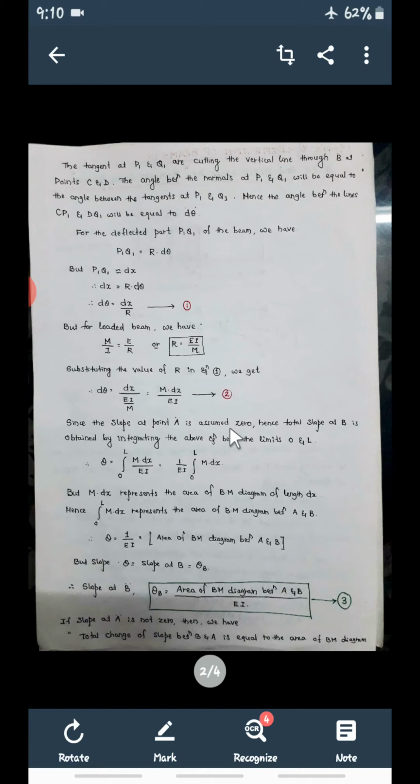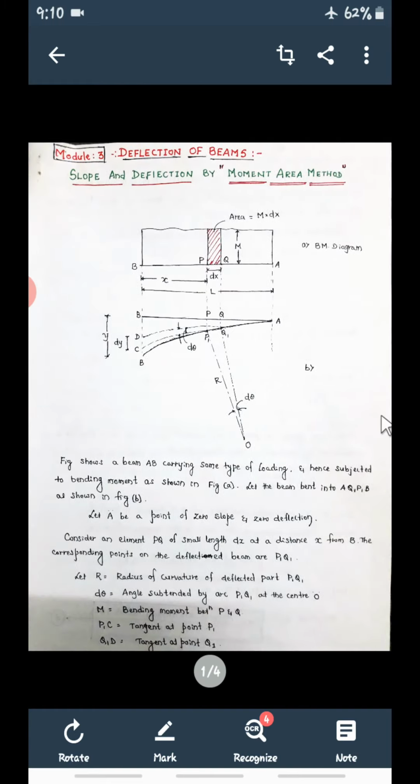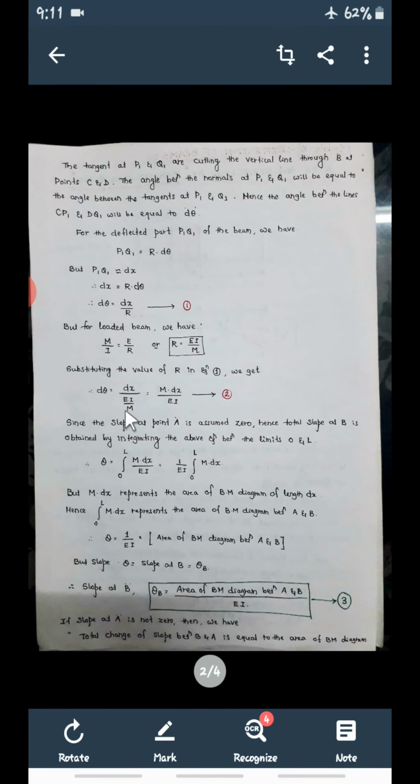So if it is fixed, then slope will be 0. Since the slope at point A is assumed 0, hence the total slope at B. Now see here, we are assuming slope at A is 0 and slope at B is d theta now. So here this is the slope, here it is 0. Since the slope at point A is assumed 0, the total slope at B is obtained by integrating the above equation between the limits 0 to L.